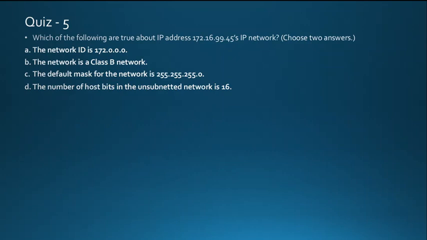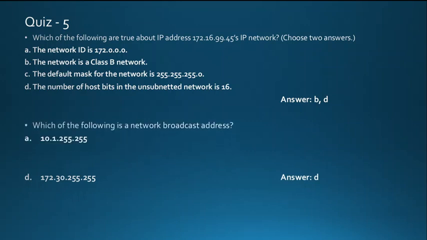But which of the following are true about IP addresses in this IP network? Okay, yes, if you chose B and D, you're correct. The network class is B, of course, from the range. The number of hosts in the subnetted network is 16. But which of the following is the network broadcast address? Yes, as you saw from the registration, which all those slots we don't cover right now.